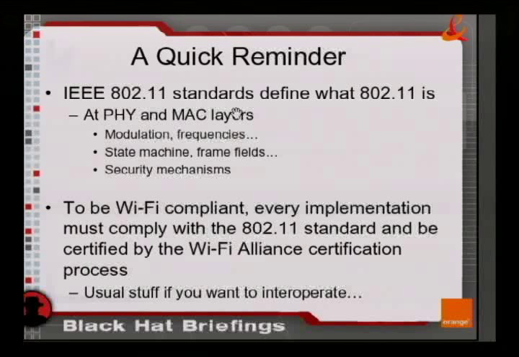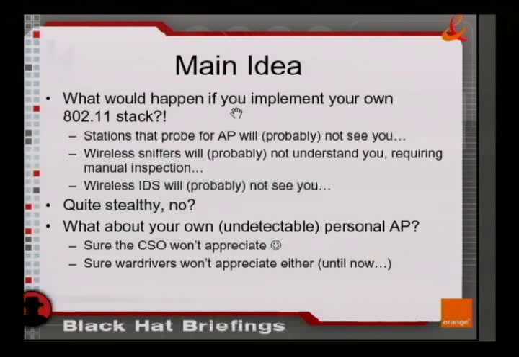So if we look at the 802.11 standards, there are physical and MAC layers. Of course, to be Wi-Fi compliant, you must comply to the 802.11 standards and follow all the requirements. The main idea is what would happen if we implement our own 802.11 stack, or do some very simple modification both on the access point and on the client. It could be quite fun because depending on the modification you are doing, you will still keep the good properties of the 802.11, meaning high performance and all these kinds of things. But if you do some specific tweaks, we will be able to be really stealth. So this could be very funny.